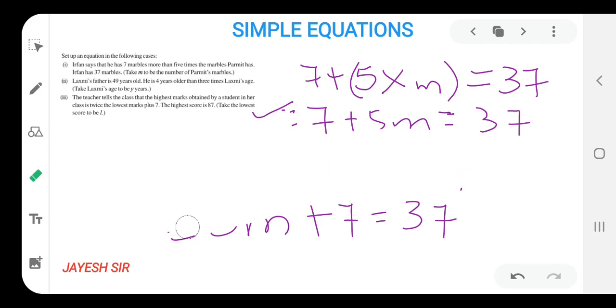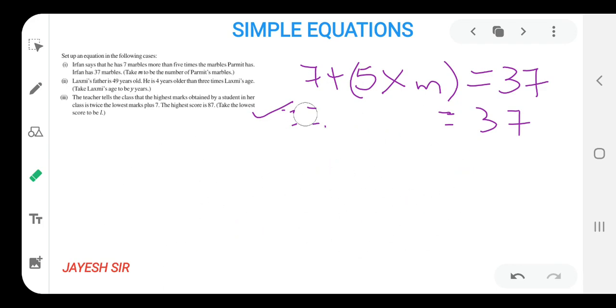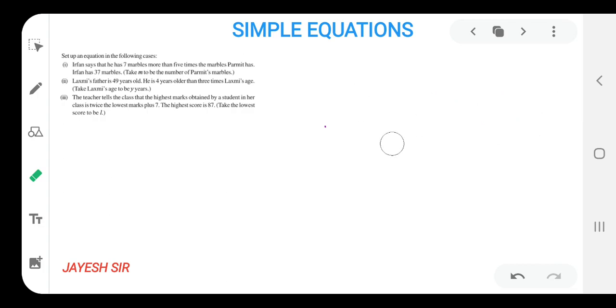So the next sum would be, I am writing over here so that you can understand it properly and get your concept clear. Lakshmi's father is 49 years old. But before solving, take Lakshmi's age to be y years. We have read it first. He is 4 years older than 3 times Lakshmi's age. Who is older? His father is 4 years older.